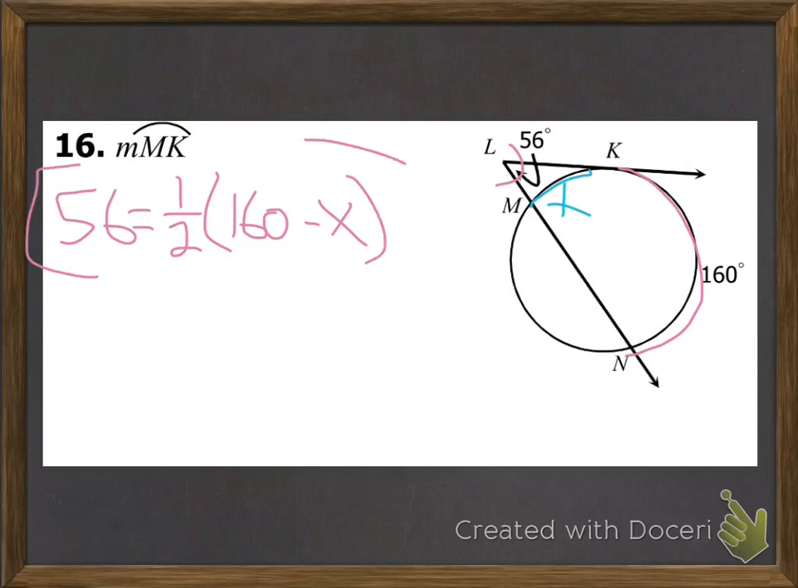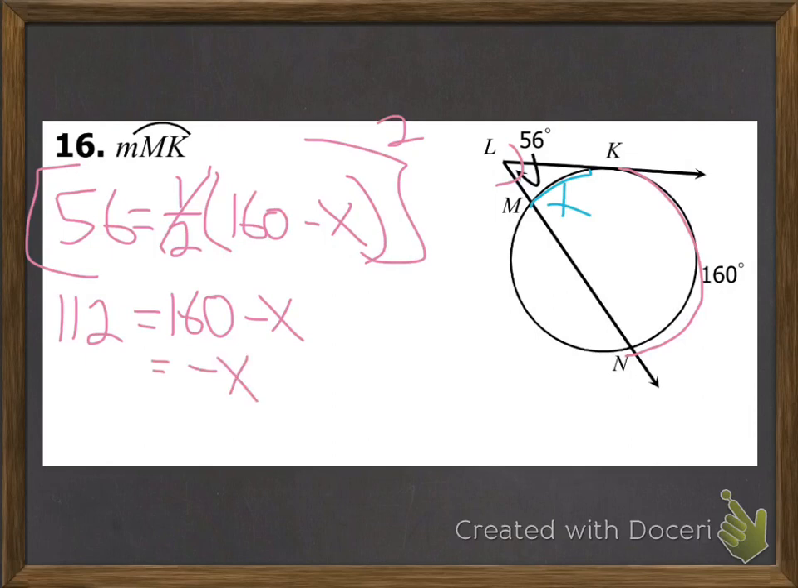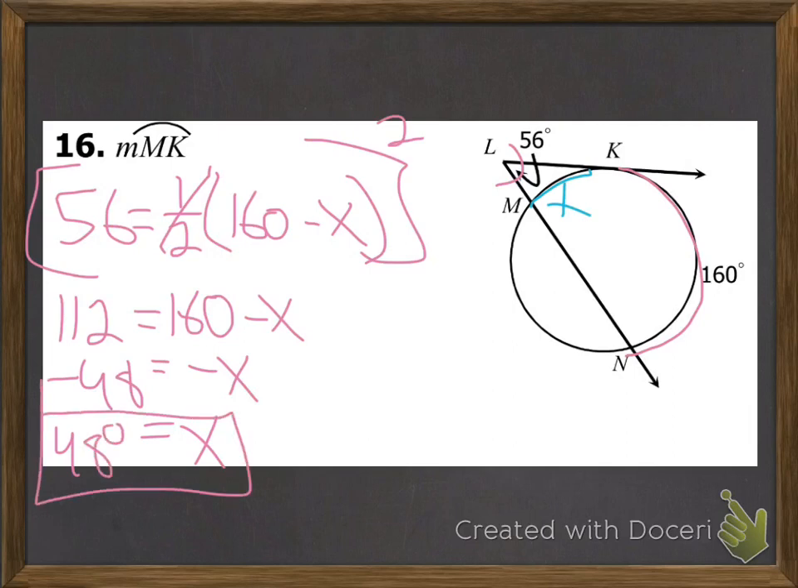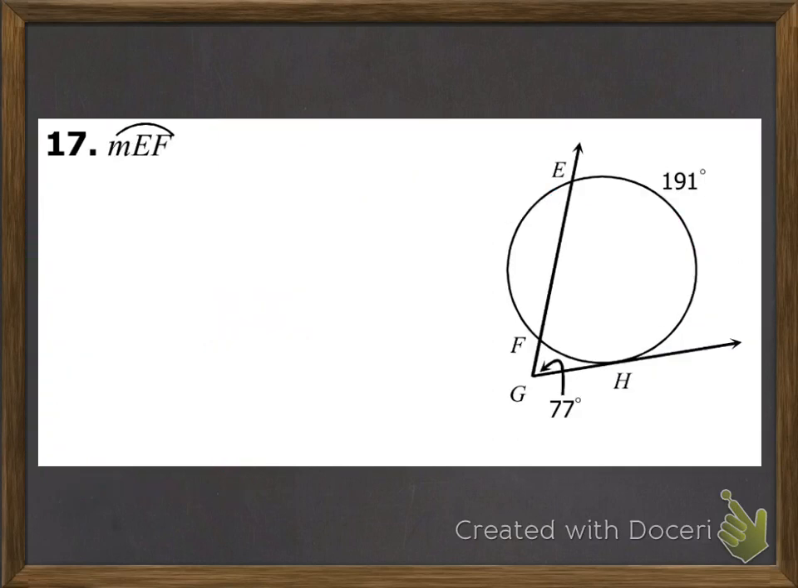So, we still got to get rid of that fraction. So multiply by 2. That's going to go away. 56 times 2 is 112. That's going to be equal to 160 minus x. Subtract the 160 from both sides, and we're still going to have a negative x. And now we're going to get negative 48. But the x is not by itself. I need to divide by that negative 1. So x is going to be equal to 48 degrees. That's going to be the measure of arc MK.